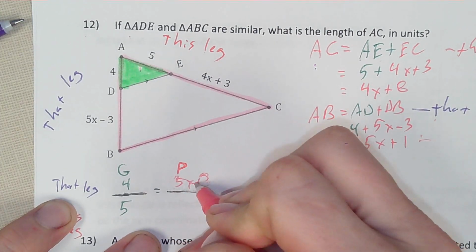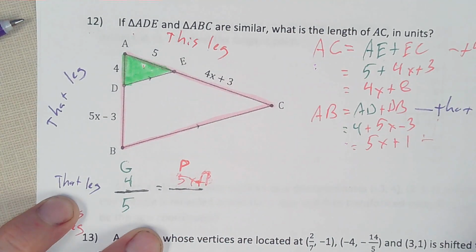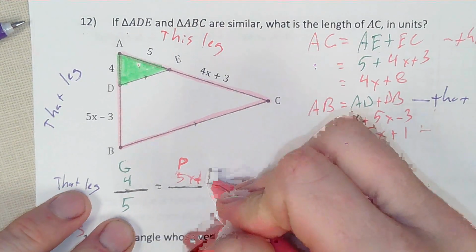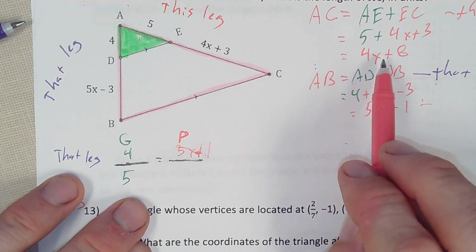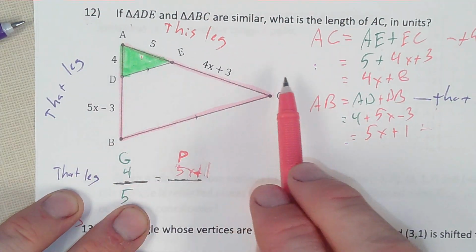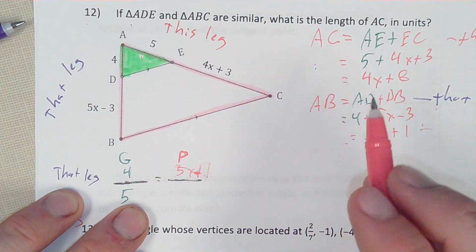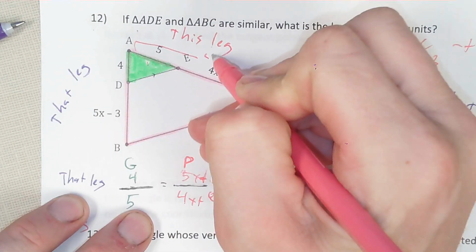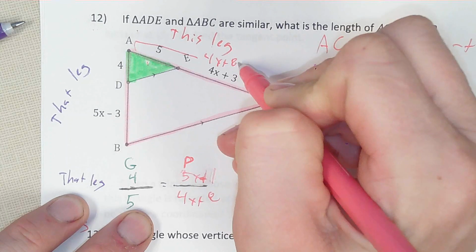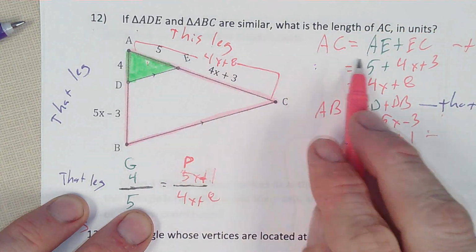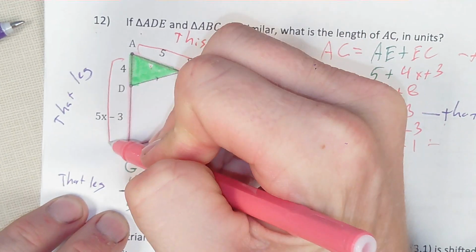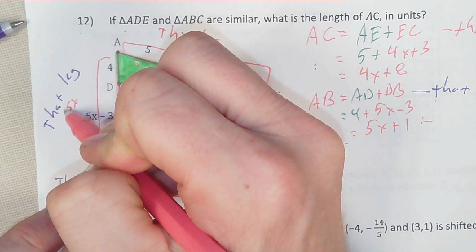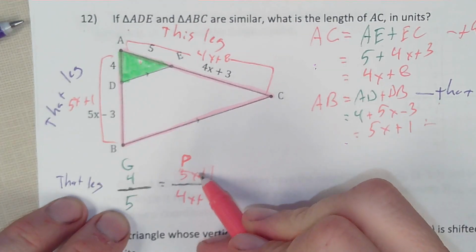5x plus 1. Make it legible. And then this leg is 4x plus 8. So this is 4x plus 8. That's this leg, and this leg was 5x plus 1. All right, so now we just cross multiply.